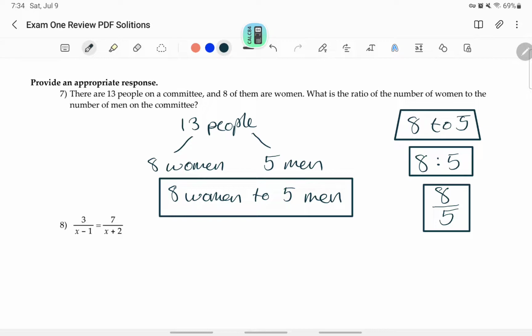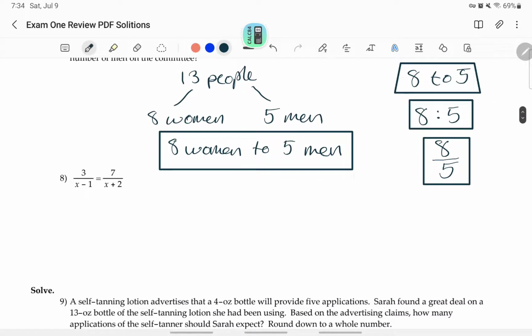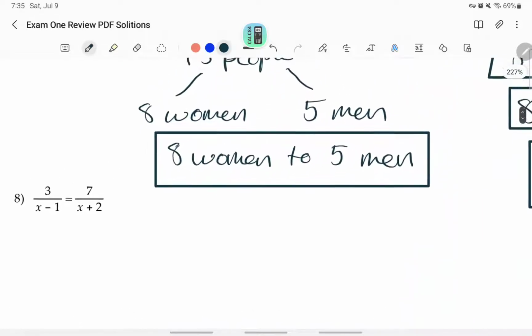Now, let's do number 8. Number 8 is going to have the proportion 3 divided by x minus 1 is equal to 7 divided by x plus 2. And a proportion is when two ratios are equal to each other. And we're going to need our ratios and how to perform proportions to answer questions 6 and 9. Let's zoom in here. Get a better look.